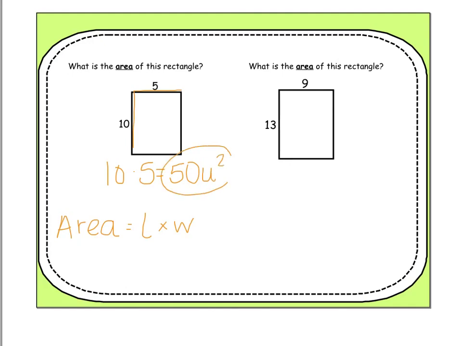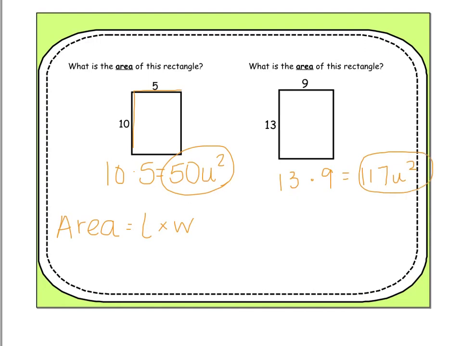So on this one, there we go. The next one, we had to multiply 13 times 9. And we are going to get, let's see, 90 and 27, 117 units squared.